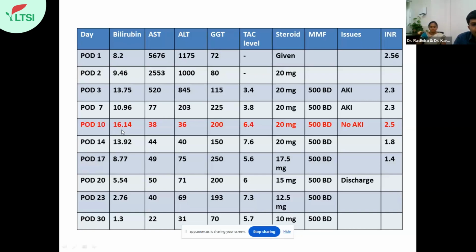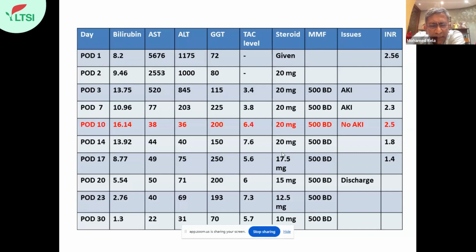The bilirubin on post-op day 10 reaches a peak of 16.14 with enzymes AST coming down to 38 and ALT to 36. On post-op day 14, the bilirubin starts dropping slightly, and from 16 it has come down to 13.9, and the enzymes also remain on the lower side. The INR has also started dropping, and it is 1.8 on post-op day 14. So I think everything went well. The patient was discharged on day 20, and day 30 liver function tests are completely normal.